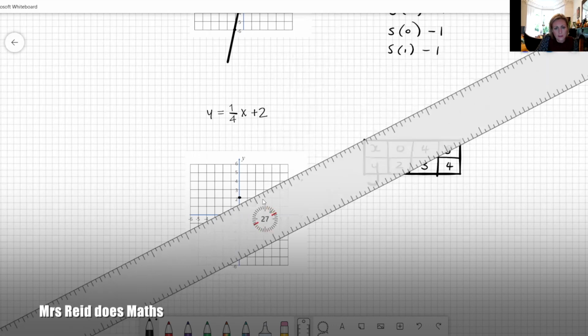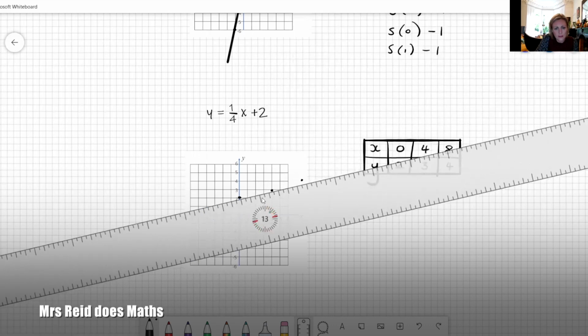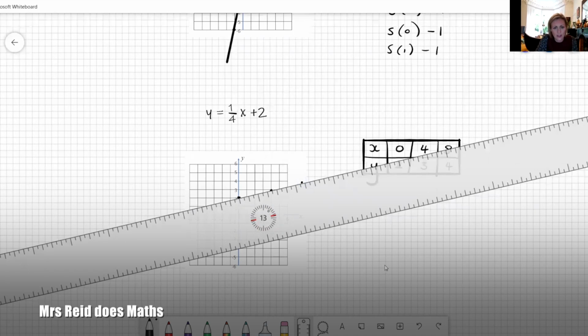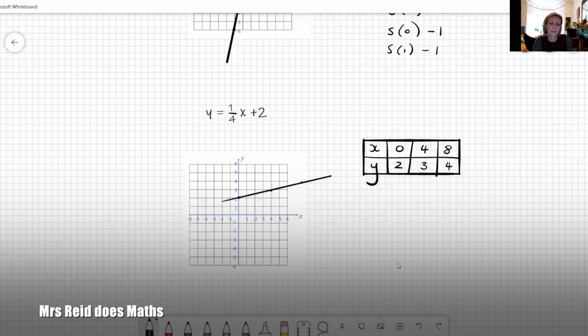So let's join them up. I'm going to worry more about these first 2 dots because that last one is a wee bit out actually. Just going to cheat. Here we go. Perfect. You would never know. So that's my line there.